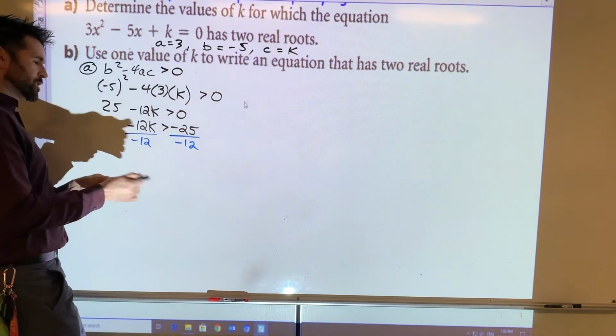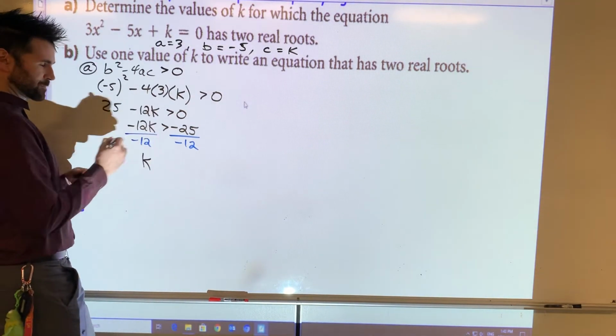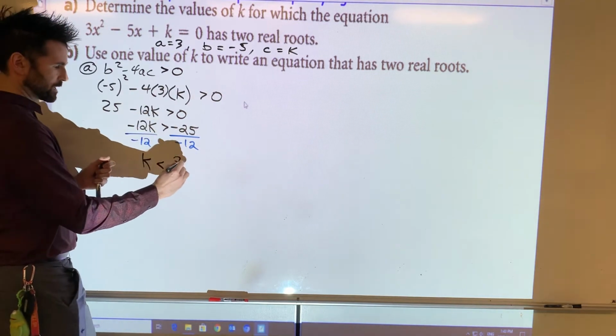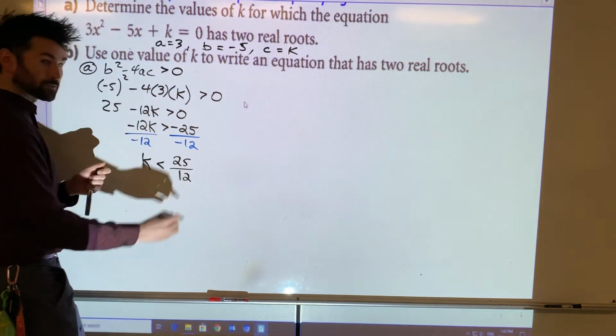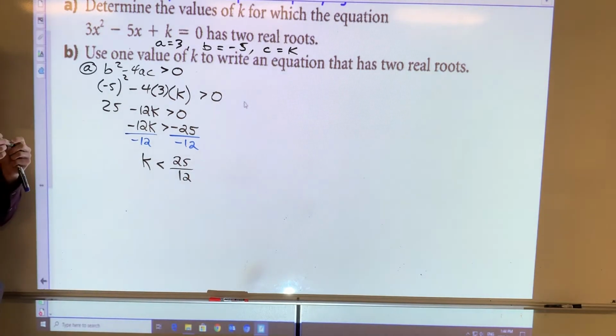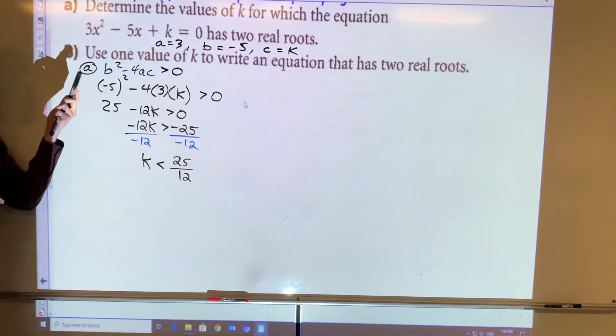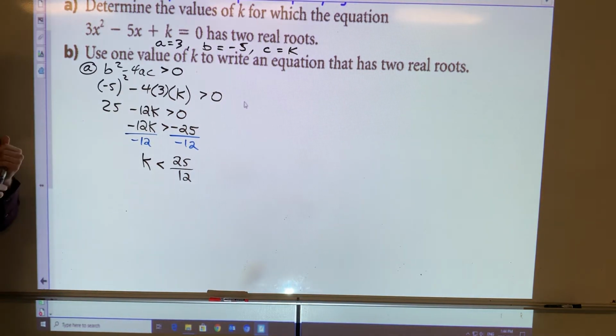You have to flip that inequality sign. So that's going to be less than now, and you can leave that as 25 over 12. So as long as k is less than that number, we will have two real roots.